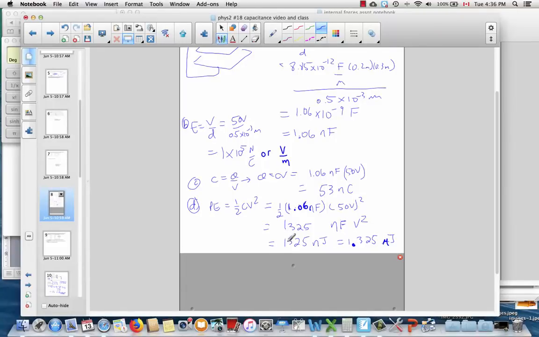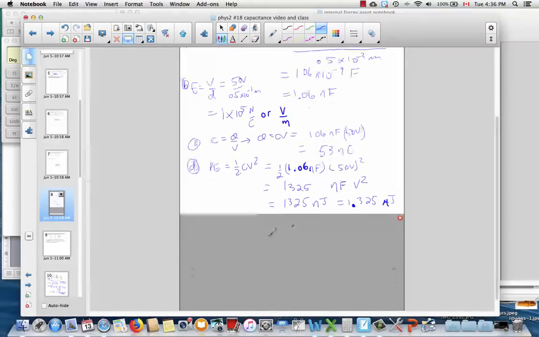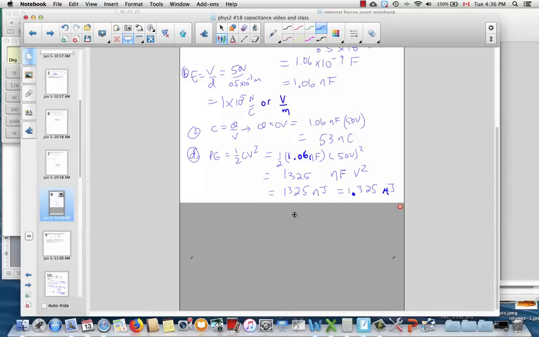Now what happens if we stick a dielectric into the capacitor? Well, we know the capacitance will go up, the electric field won't change, and the charge stored and potential energy will both also go up. Now, they will all increase by a factor of kappa, the dielectric constant, and that's given as 1.5. So the capacitance, instead of being 1.06 nanofarads, you multiply by 1.5, and you get 1.59 nanofarads.